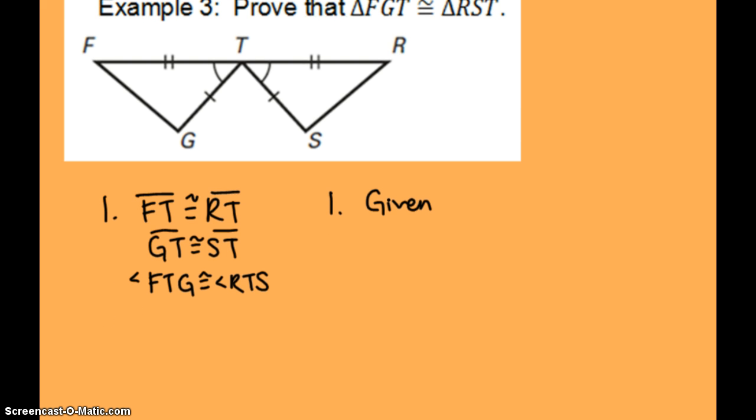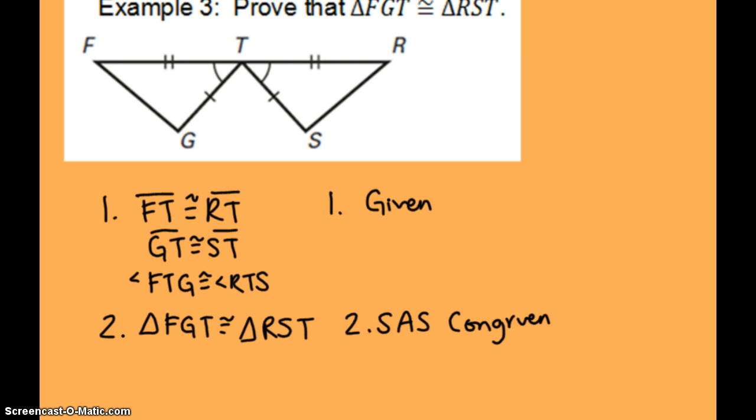So, now that I know all those pieces of information, all I need to say is that triangle FGT is congruent to triangle RST, and the reason for that would be the side angle side congruence postulate. So probably the shortest proof ever, right guys?